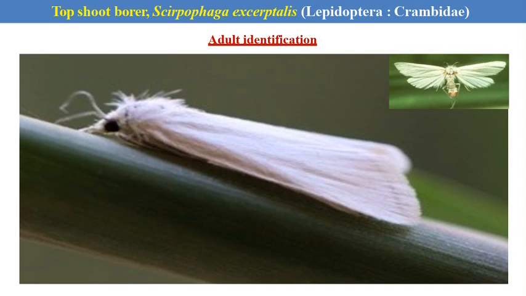Next borer is top shoot borer. The name itself indicates that it attacks the top portion of the shoots of the sugarcane. Scirpophaga excerptalis is a lepidopteran pest.